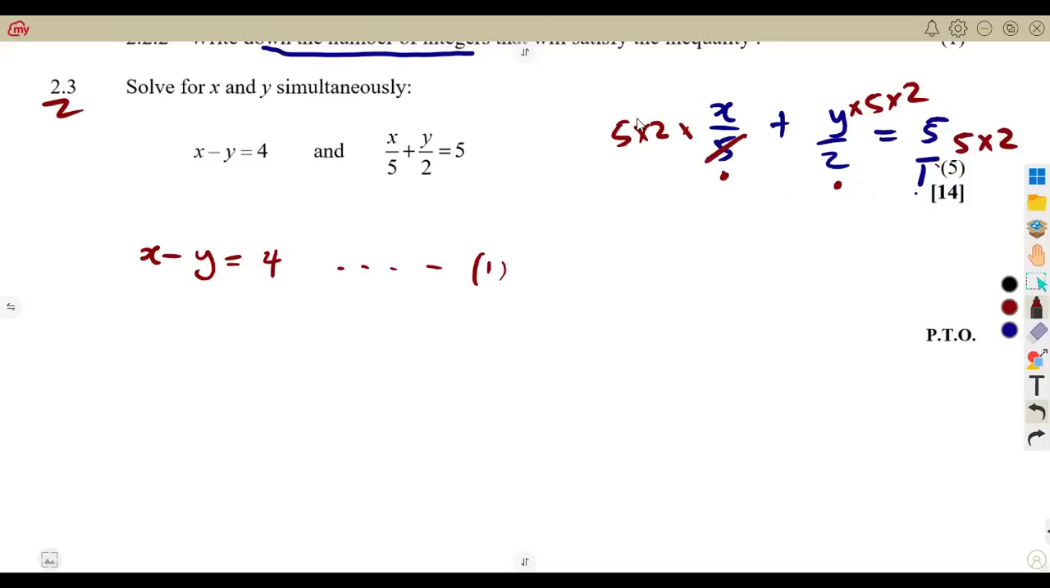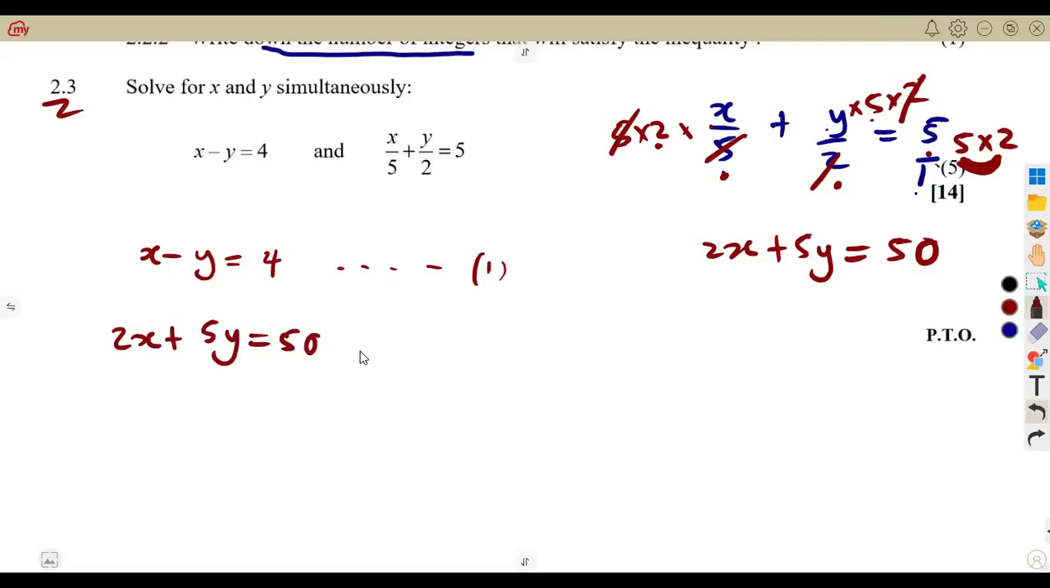The 5 and the 5 cancel, remain with 2. So 2 times x, that's 2x. The 2 and the 2 cancel, remain with 5. So that's 5y is equal to 2 times 5 times 2, that's 10 times 5, which is 50. So you can write your equation that way. Or you could have just multiplied by 10. It's up to you. So this is another equation: 2x plus 5y is equal to 50. Just going to have this as our equation 2.